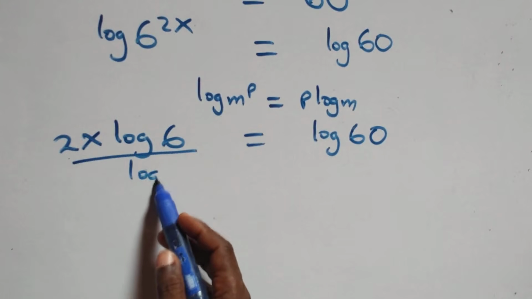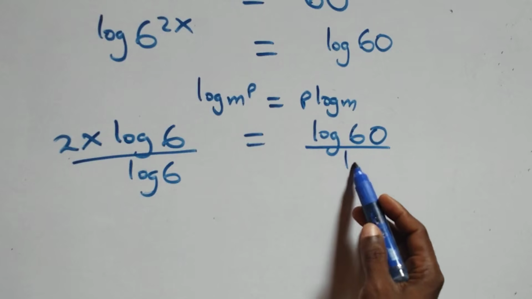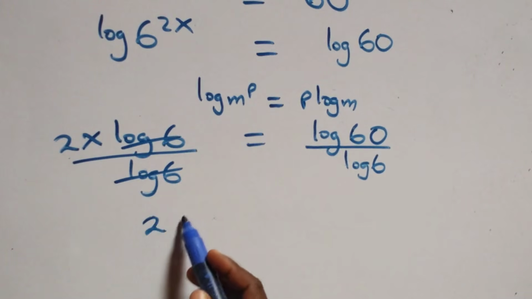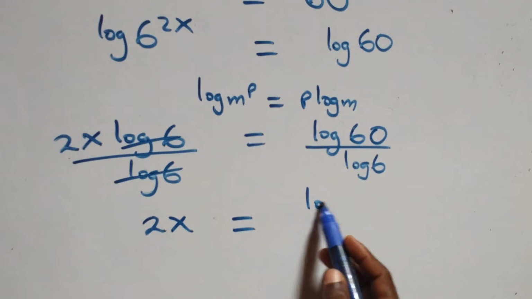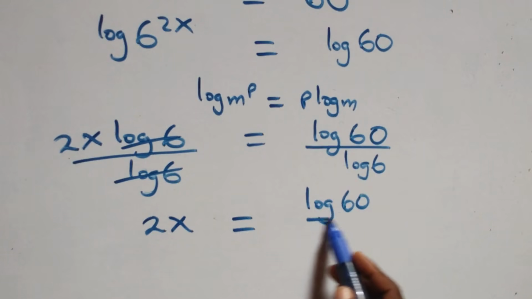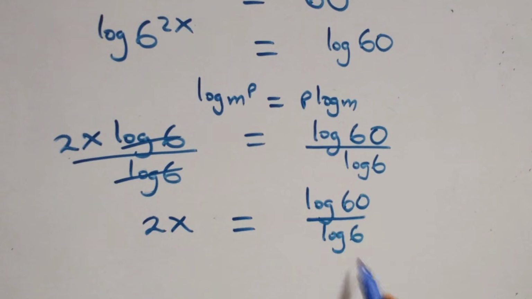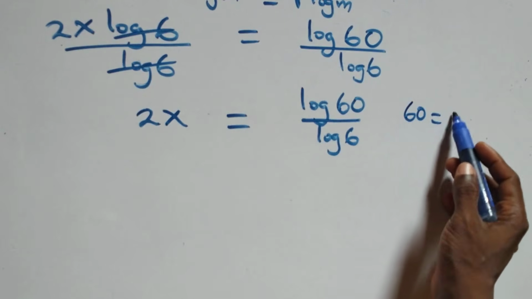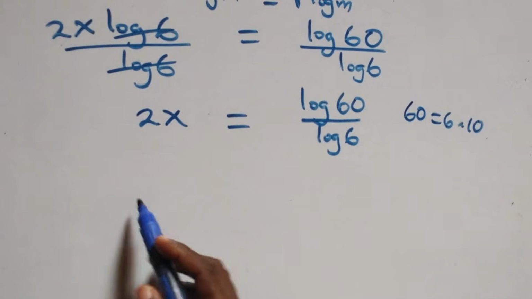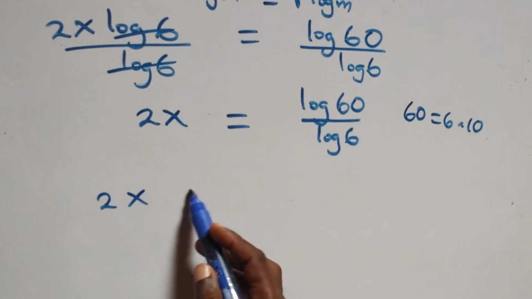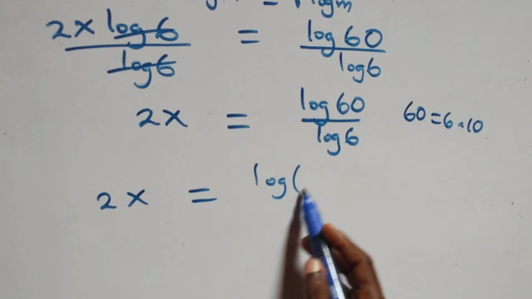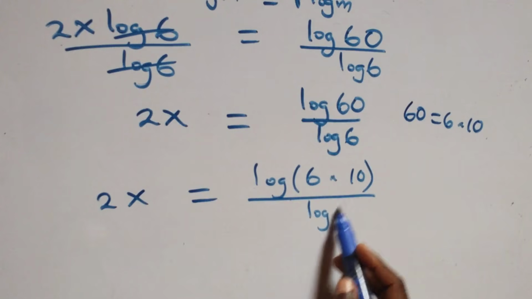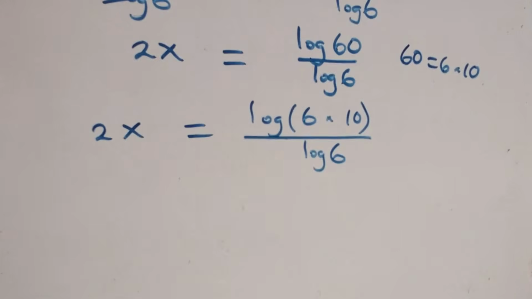Divide this side by log 6, and divide this side by log 6. As log 6 cancels, we have 2x equals log 60 over log 6. Then, next step, we can write 60 as 6 times 10. Then what we have becomes 2x equals log of 6 times 10, over log 6. Then this follows the law of logarithm.